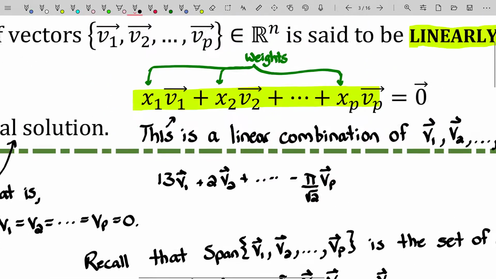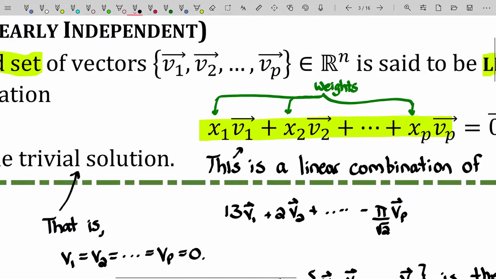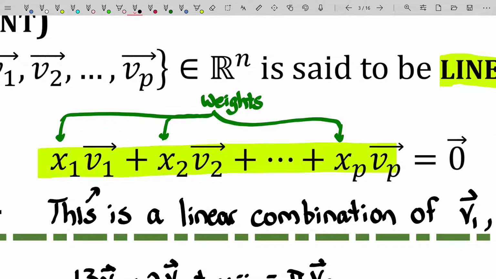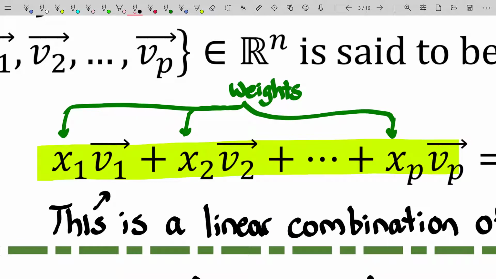It's because if you take a look at the left-hand side of this equation right here, the fact that these weights, x sub 1, x sub 2, all the way to x sub p, are variable, that means they could cover all the bases. In other words, this left-hand side could represent a massive number of linear combinations of those vectors. It may only represent one linear combination, but it could represent an infinite number of linear combinations.